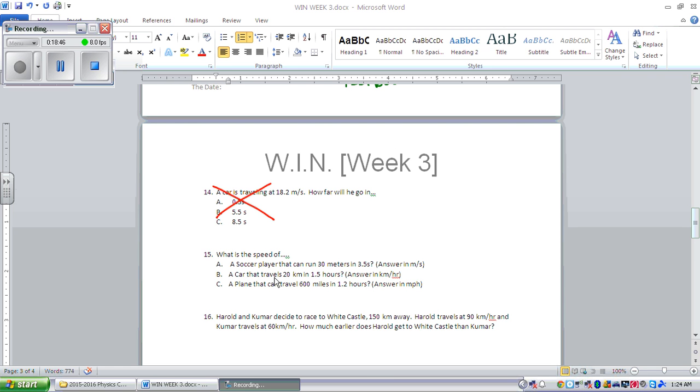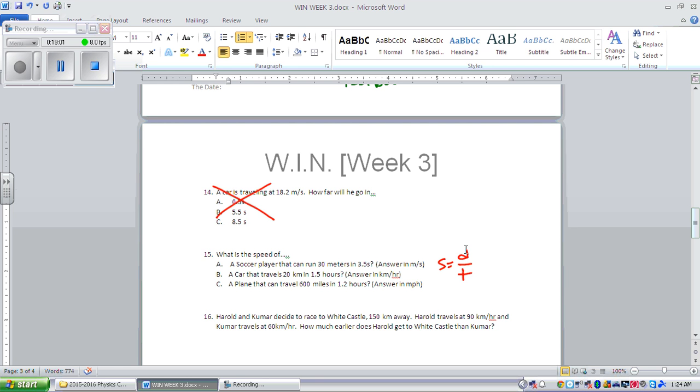It says, what is the speed of a soccer player that can run 30 meters in 3.5 seconds, a car that travels 20 kilometers in 1.5 hours, and then a plane that can travel 60 miles in 1.2 hours. Every single one of these problems is just a speed equals distance divided by time problem. So you can just get their distances and then divide it by their time right there, and you'll be able to get your speed.